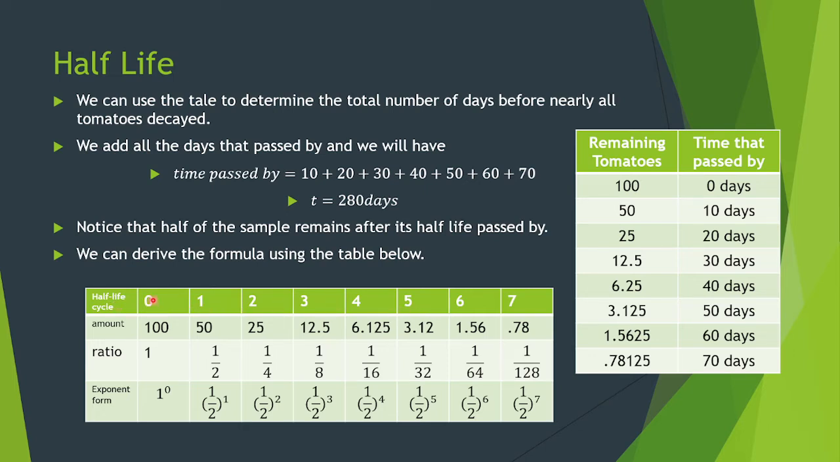Alright, so we have 0 half cycles, so 0 days have passed by, and no tomatoes were decayed. After one half-life, which is equivalent to 10 days, 50 tomatoes were left, and after 20 days, two cycles of the half-life, only 25 were left, and so on and so forth.